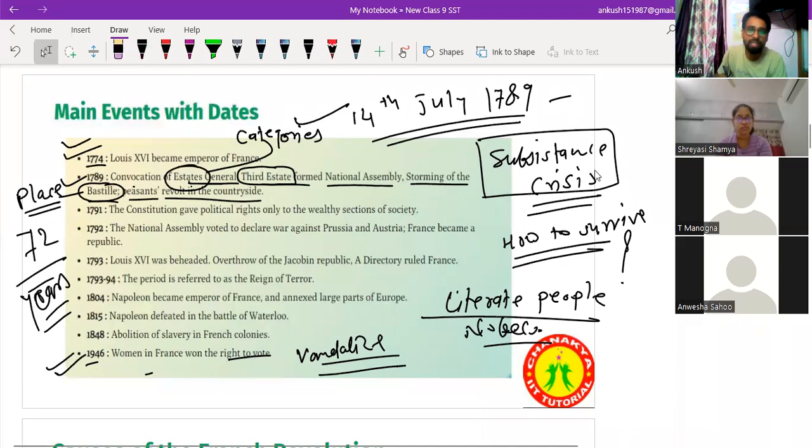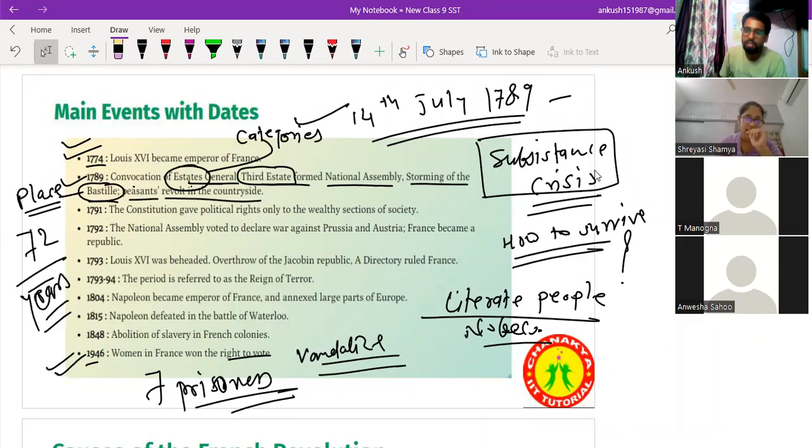7 prisoners. They were released by the people, and in this way, this is called the storming of the Bastille. Storming in the sense it was set on fire as well. It was vandalized as well. The rule was broken by the citizens, not intentionally, but because of the rumor. The rumor spread all over Bastille.